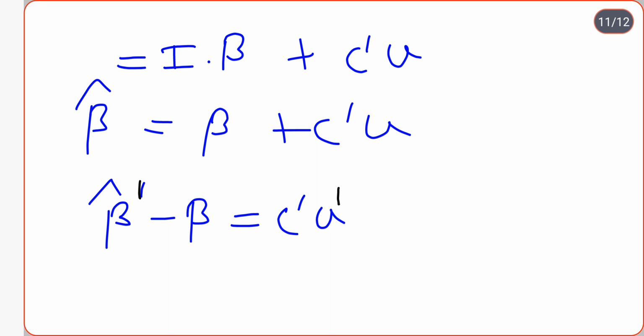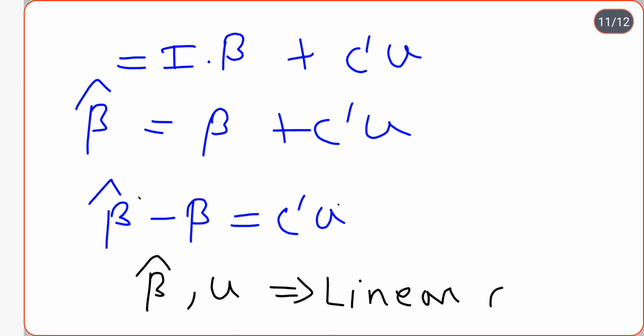Beta hat, this is basically a power. Now let me erase it, otherwise it will look like it's a prime. It's not a prime. So basically what is being shown here is that beta hat and the error term have a linear relationship.